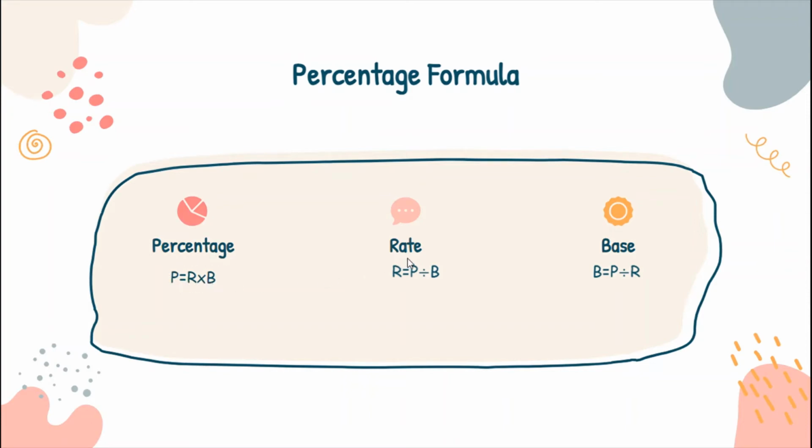If we're looking for the rate, the formula used is R equals P divided by B, or rate is equal to percentage divided by base. And if we're looking for the base, base is equal to percentage divided by rate.